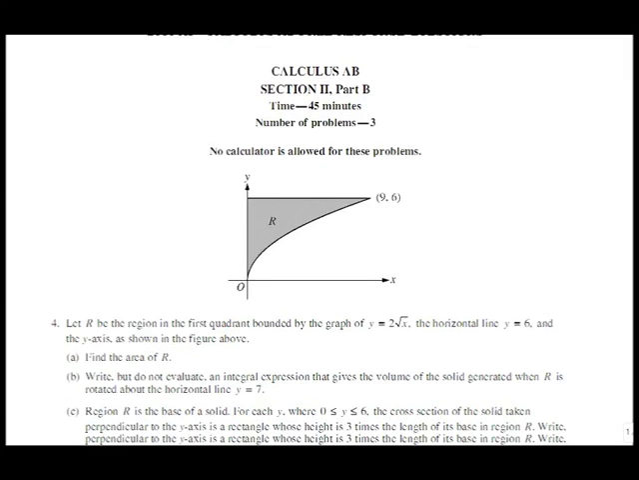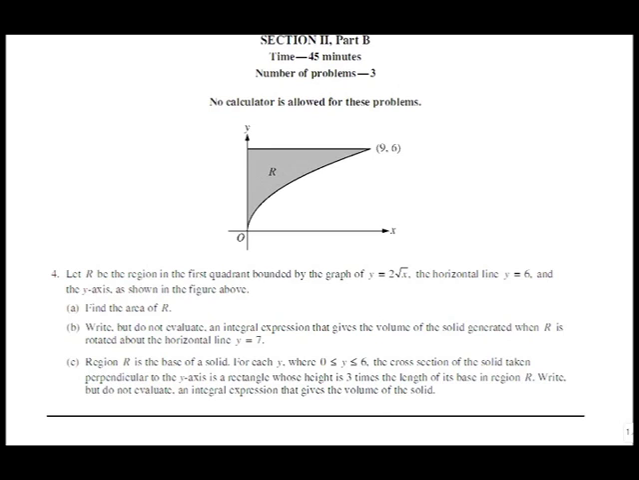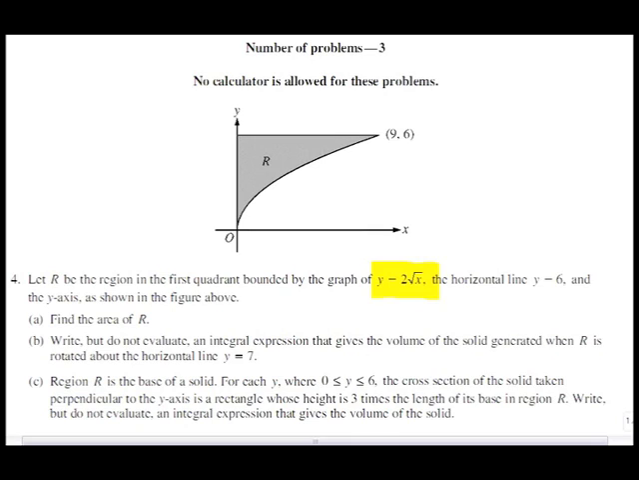All right, so part A, we're looking at just finding an area. And they give us the curve y equals 2 times the square root of x. So when I look at this, I'm thinking top curve minus bottom curve.